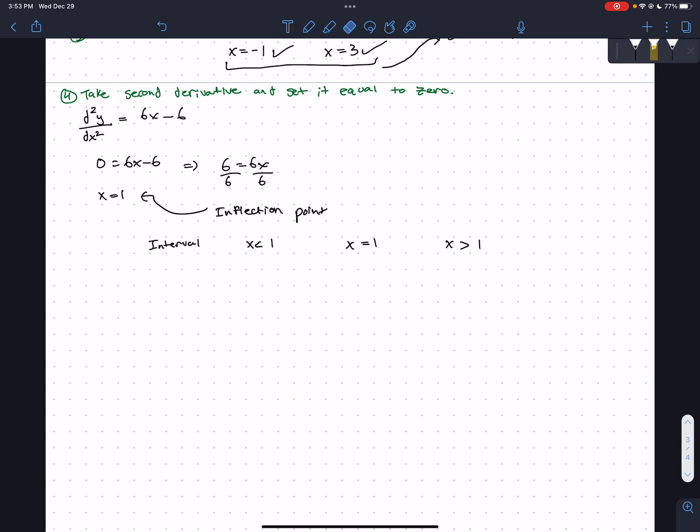So our graph is concave down. And why is it concaving down? Because if you sub in a value of x less than 1 into our double derivative, we're going to get a negative number. Okay, if we put x equals 1, we're going to get 0. So this is just the point of inflection.